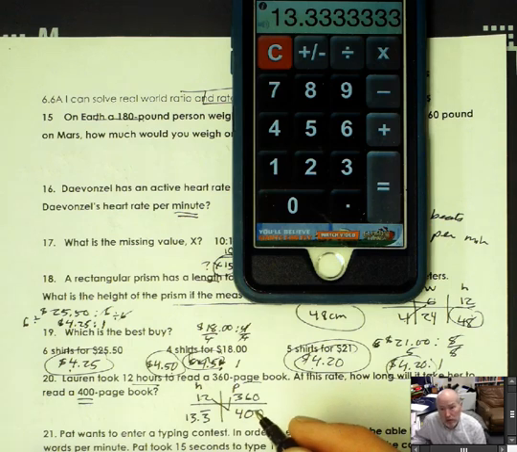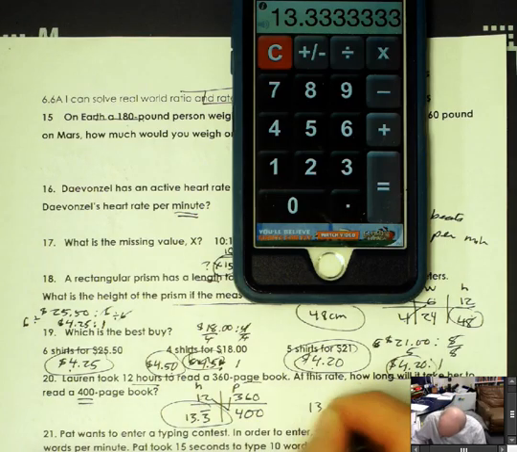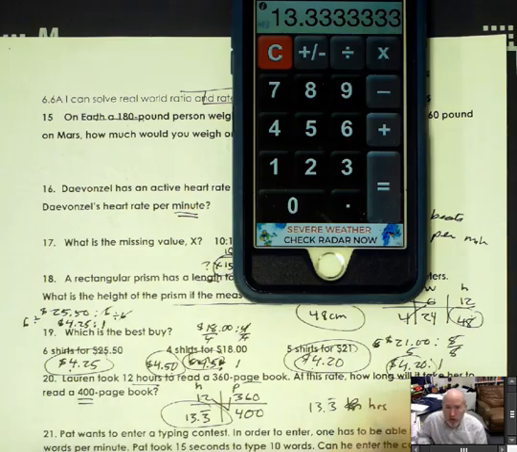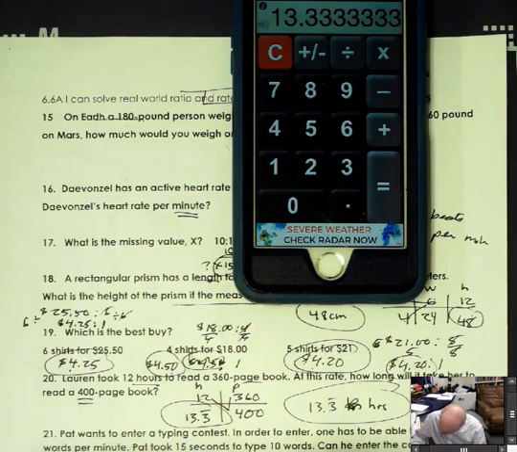13 hours and 20 minutes, right? Okay, sounds great. So it's 13.3 repeating hours. That's the worst looking H I've ever seen. There we go. 13.3 hours. All right. Next one.